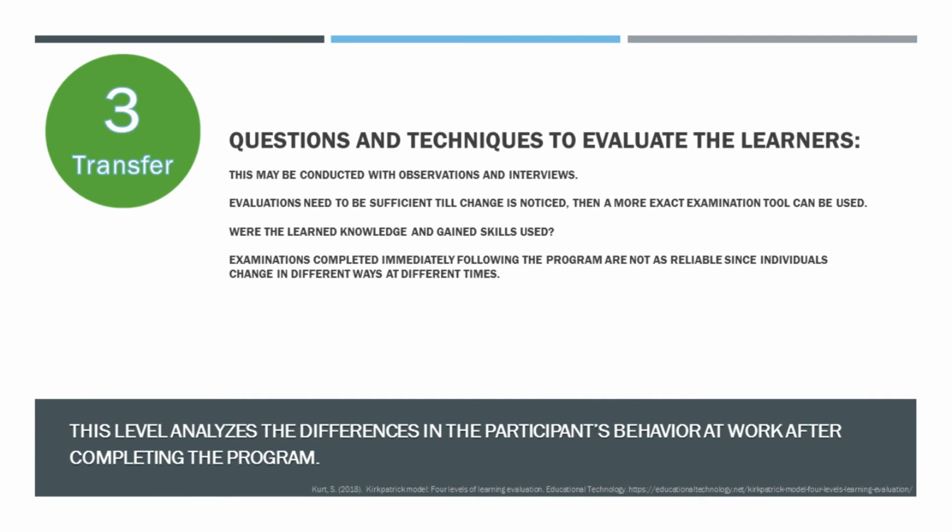Level 3 analyzes the differences in the participants' behavior at work after completing the program. This may be conducted with observations and interviews. Evaluations need to be sufficient till change is noticed. Then a more exact examination tool can be used. Asking, were the learned knowledge and gained skills used? Examinations completed immediately following the program are not as reliable since individuals change in different ways at different times.